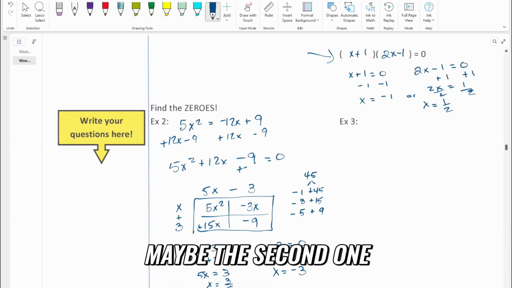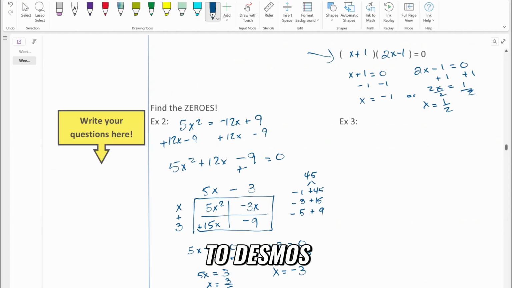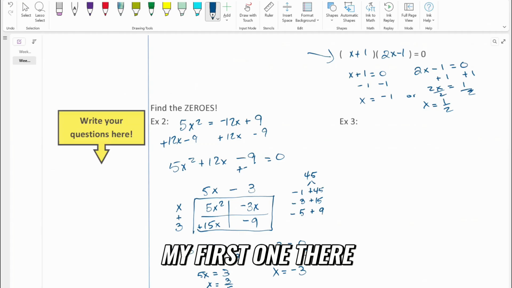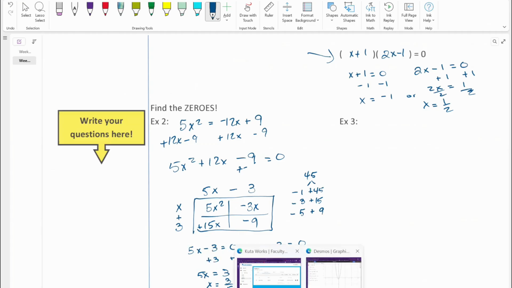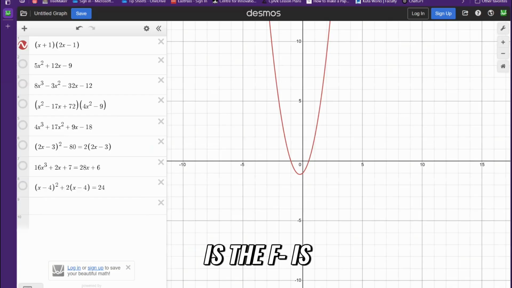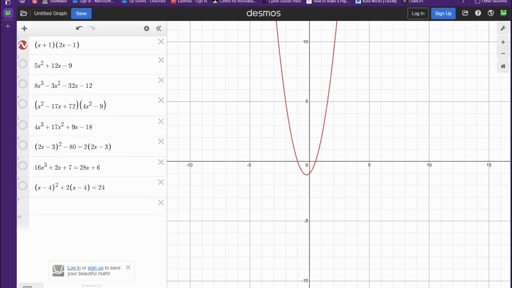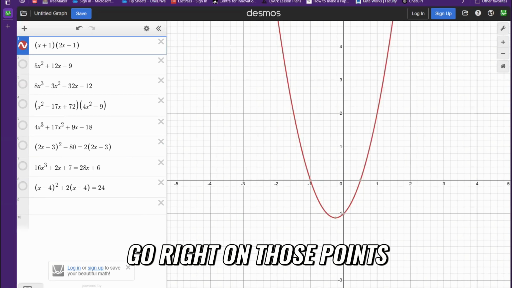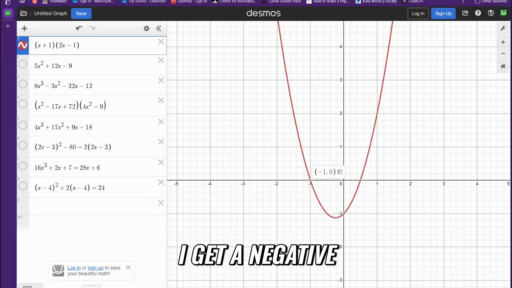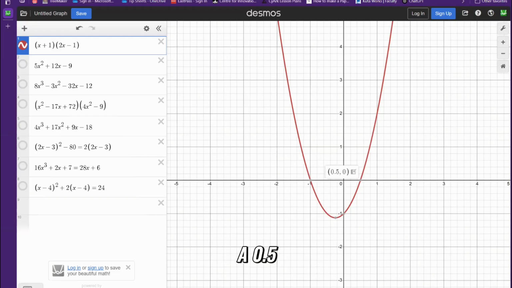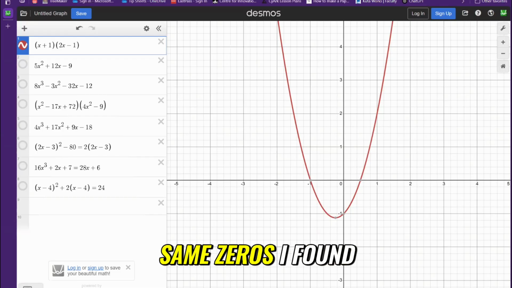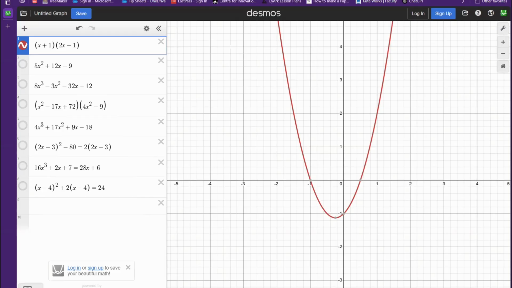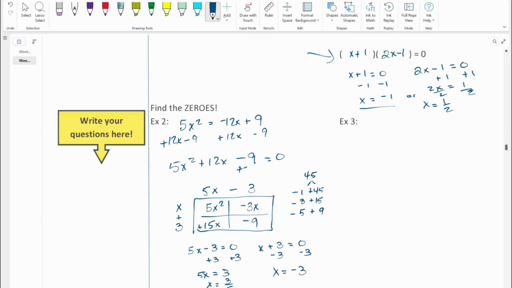Maybe the second one. So if I go to Desmos, my first one there on Desmos is the first one. And if I come in and I go right on those points, I get a negative 1 and I get a 0.5, which is 1/2, right? Aren't those the same zeros I found? Negative 1 and 1/2. Yep.